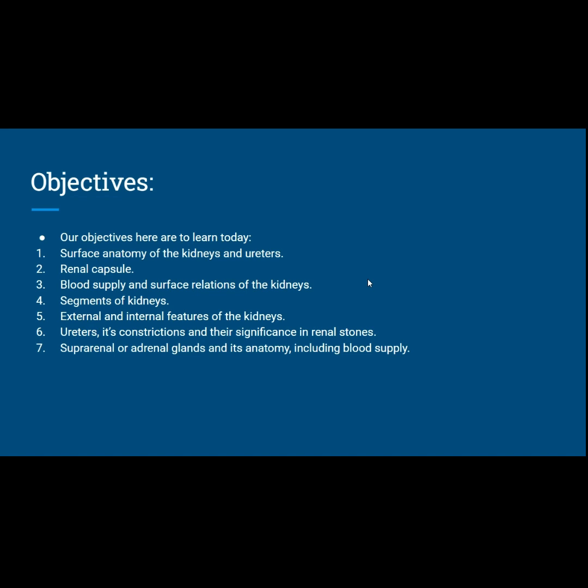So, by the end of this presentation, our objectives are to learn today about the surface anatomy of the kidneys and ureters, the renal capsule, blood supply and the surface relation of the kidneys, segments of the kidneys, external and internal features of the kidneys, ureters, its constrictions and their significance in renal stones, and finally we're going to learn about the suprarenal or adrenal glands, its anatomy including the blood supply.